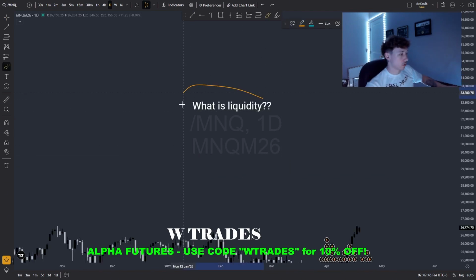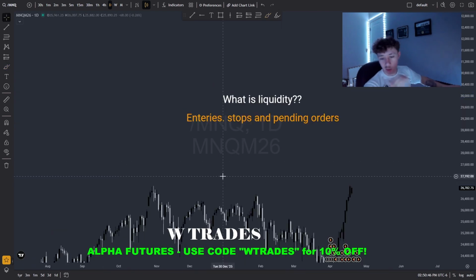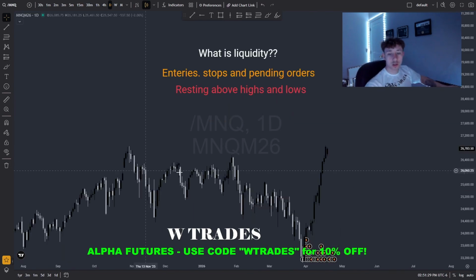Now you guys might ask, what is liquidity in the market? Just entries, stop points, and orders trying to get filled. Now the real question is, where do most traders place these orders? Well, above highs and lows. So what does that mean particularly to us traders? Well, that means those areas become targets.